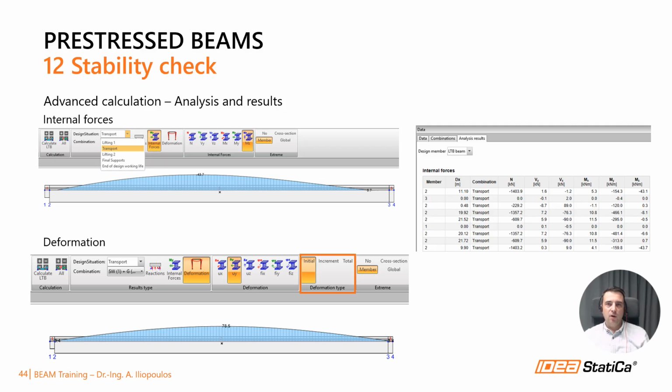And loads are then applied, including the proportional distortions from shrinkage, and a nonlinear calculation is run to determine the additional rotation and deformation. So this is the increment of deformation, and as a summation of these two, we get the total deformation.